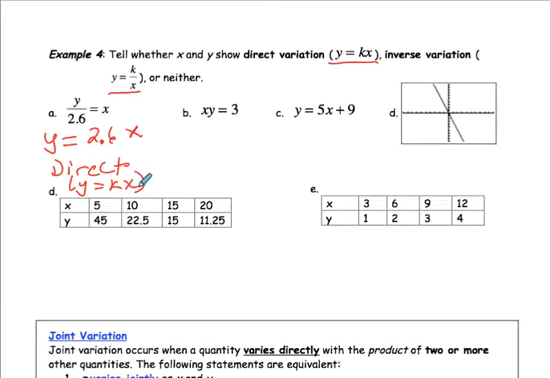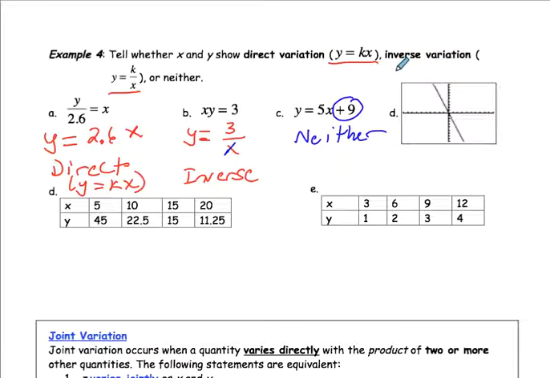Okay. The next one, I have x times y equals 3. If I isolate y, I have y equals 3 over x. So this is inverse variation. The next example is y equals 5x plus 9. So in this case, it looks kind of like direct variation, but I have this plus 9. So this is neither. This is a linear model, but not direct variation. The graph would not go through the origin.